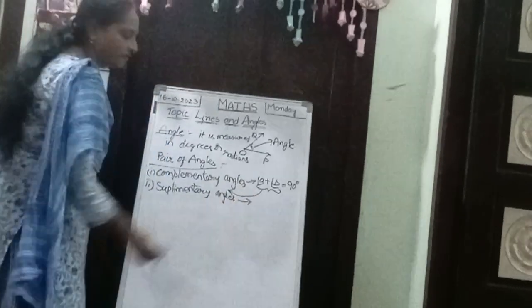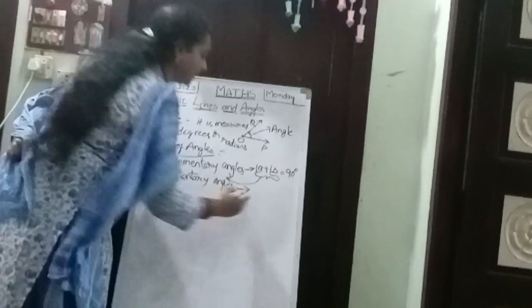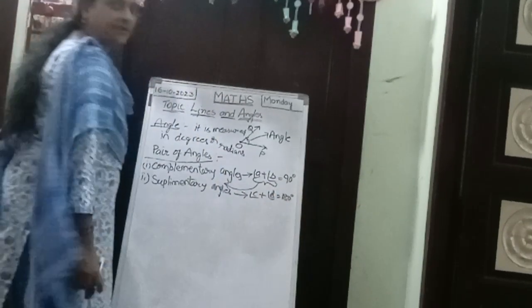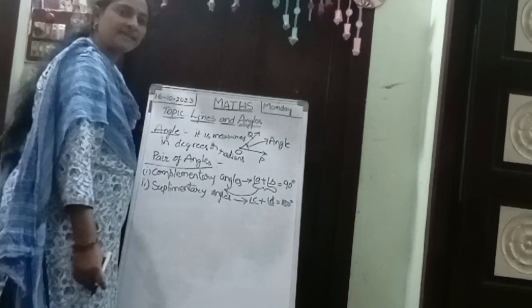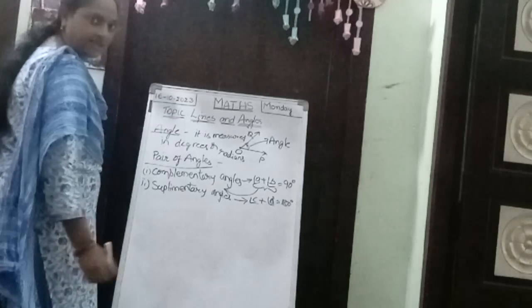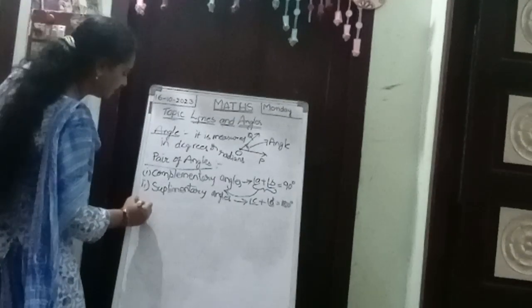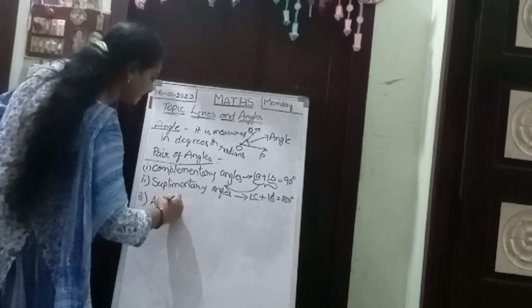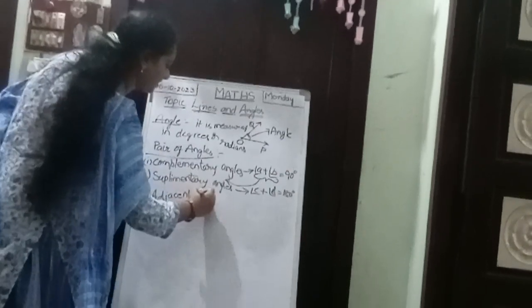Before we got 90. Now here you will get 180 degrees. If you take two angles and the sum of the two angles is 180 degrees, then those two are called supplementary angles. Next, third one is adjacent angles.